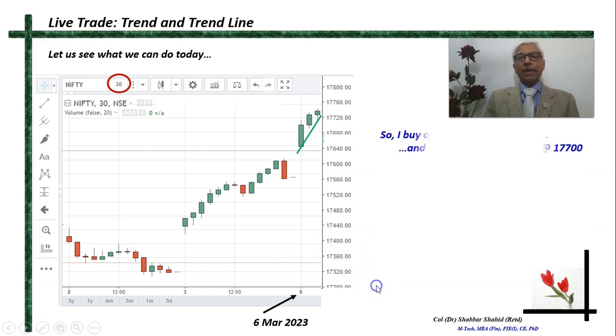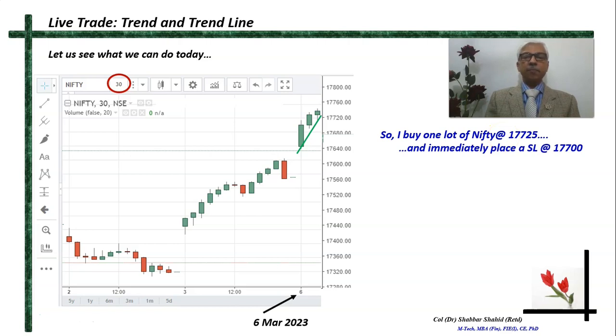All right. So what I do is I buy one lot of Nifty. One lot of Nifty is 50 shares of Nifty. I buy the same at 17,725. You see here it is showing somewhere around 17,725. I have already purchased one lot now, and I immediately place a stop loss at 17,700. Just in case the market does not go up and it starts coming down, I should not sustain heavy loss. Therefore, I place a stop loss.